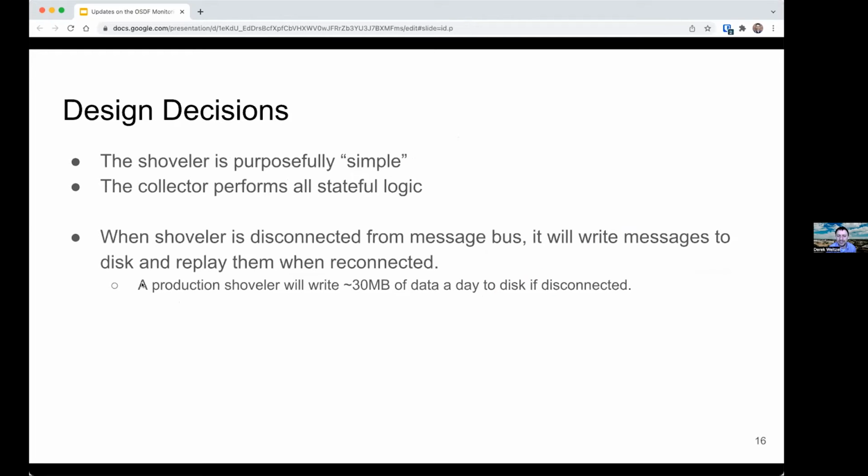So, some design decisions. The shoveler was purposely simple, and the collector, which is centrally managed, performs all the stateful logic. So sites are not expected to run their own collectors. When a shoveler is disconnected from the message bus, additionally, it will write messages to the disk and replay them when reconnected. In our testing, a production shoveler will write about 30 megabytes of data a day to disk if it's disconnected, so it's not a lot of load.